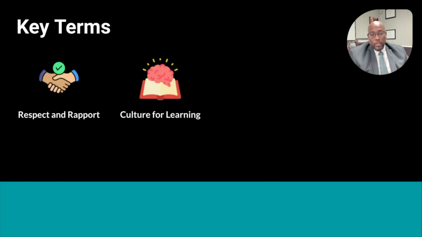Next is establishing a culture for learning. Now, establishing a culture for learning, again, is something that we have to consider based on our different biases that we have within us. And in Danielson's framework, it says cultivating a classroom environment that values hard work, perseverance, and a shared belief in the importance of learning.